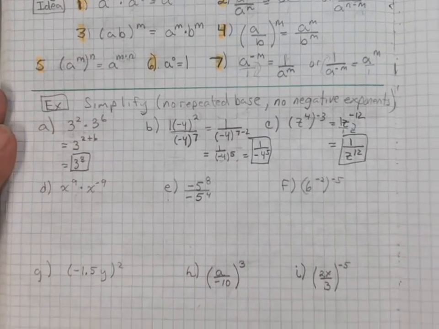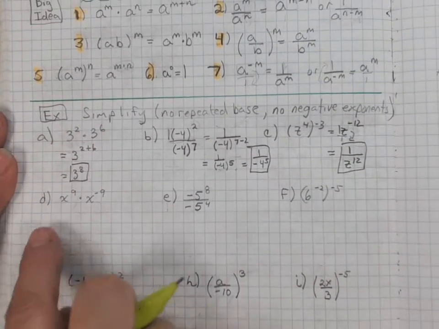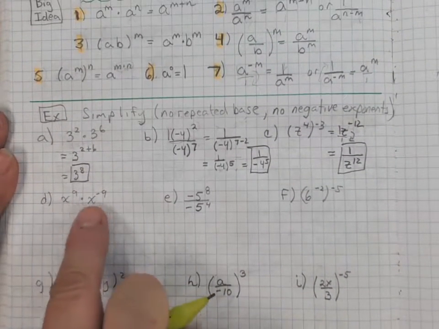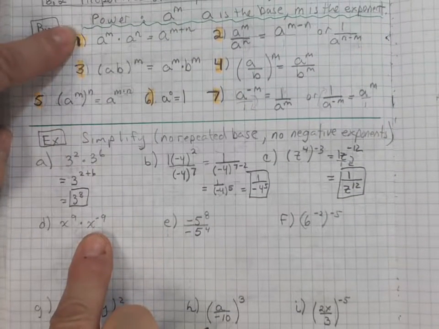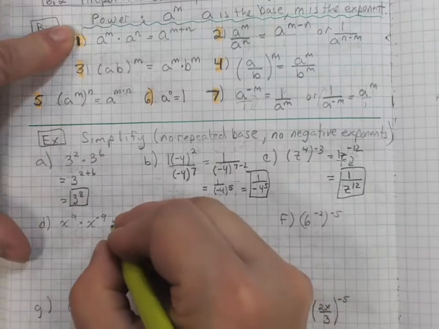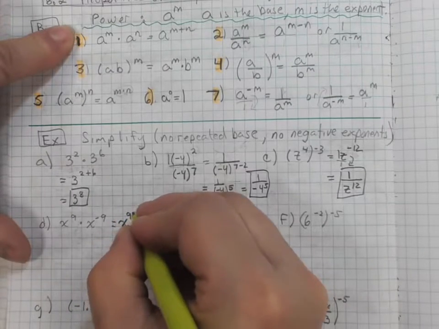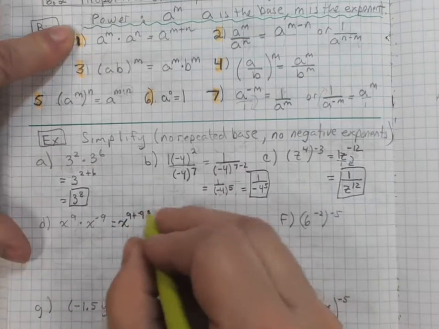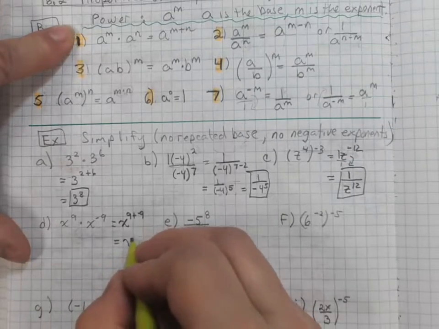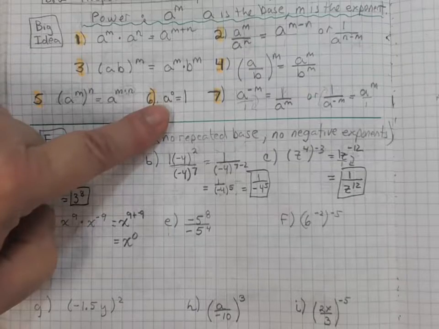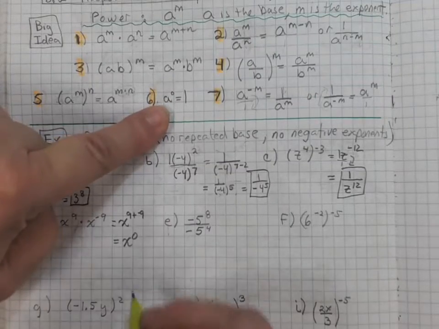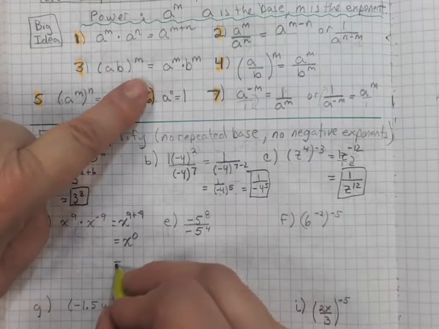All right, next example, D. Again, I have x and x. We have the same base, so we're going to use rule 1, and that means add the exponents. So this is x to the 9 plus negative 9. Well, that adds up to 0. So this is x to the 0. All right, so x to the 0 means that I'm going to use rule 6, and that simplifies to the number 1. And we're done.